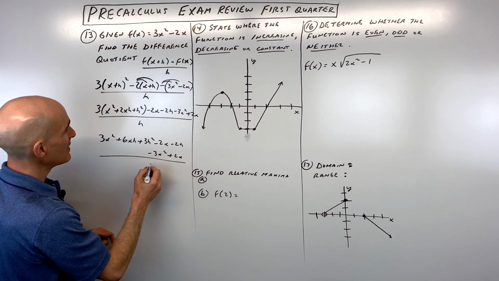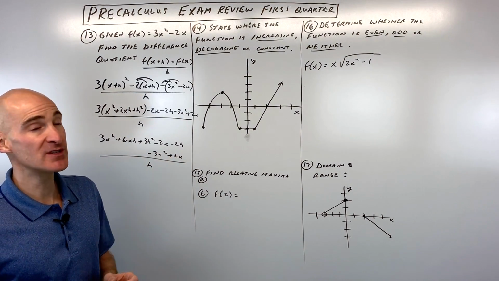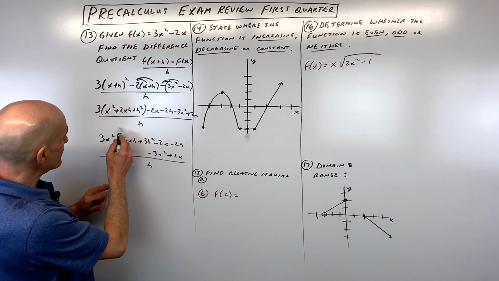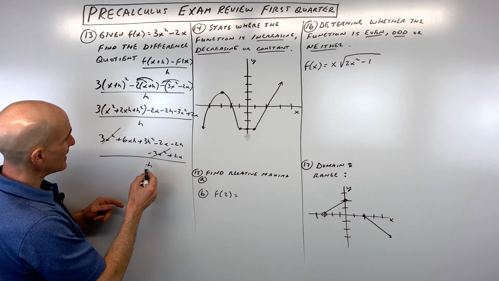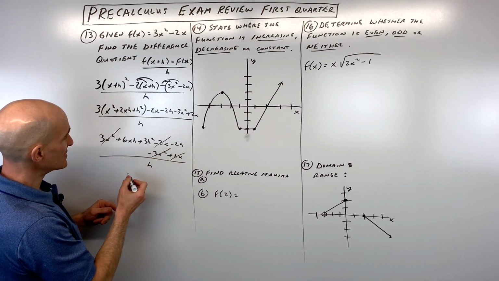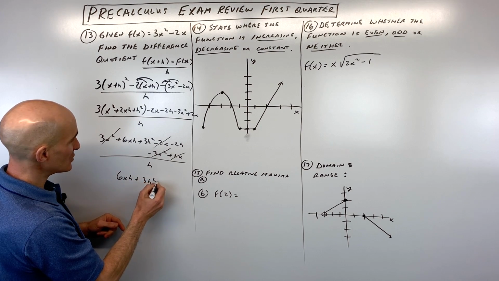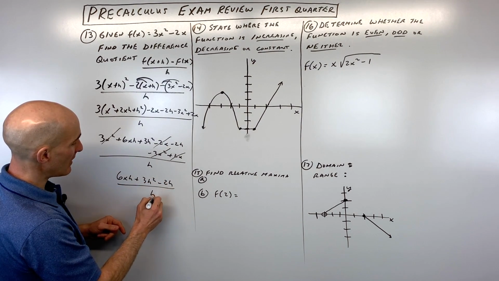So you can see it's quite tedious. You have to be careful you don't make little mistakes, arithmetic mistakes. But now we're going to combine like terms. Now, notice the 3x squared and the -3x squared cancel. The 2x and the -2x cancel. So we're just left with 6xh plus 3h squared minus 2h, all divided by h.